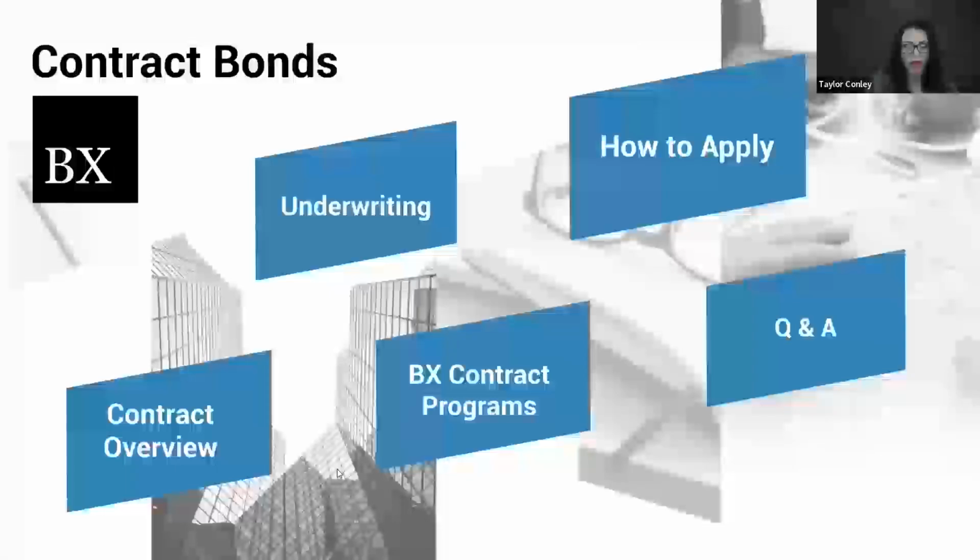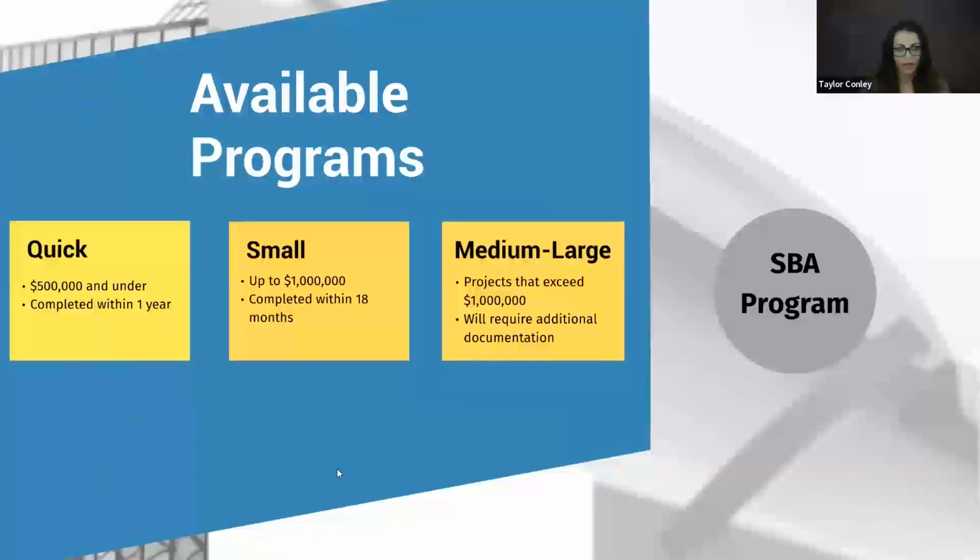Okay. Well, I know our agents would probably love to hear about the different types of programs that we offer when it comes to contract bonds. So dive into what those look like. Yeah, so certainly, the first two programs shown here, the quick and the small, are very similar. And the quick program is designed for projects that are up to $500,000 and are expected to be completed within a year. Within this program, we look at the personal credit of the owners of the business and the project terms to determine approval.